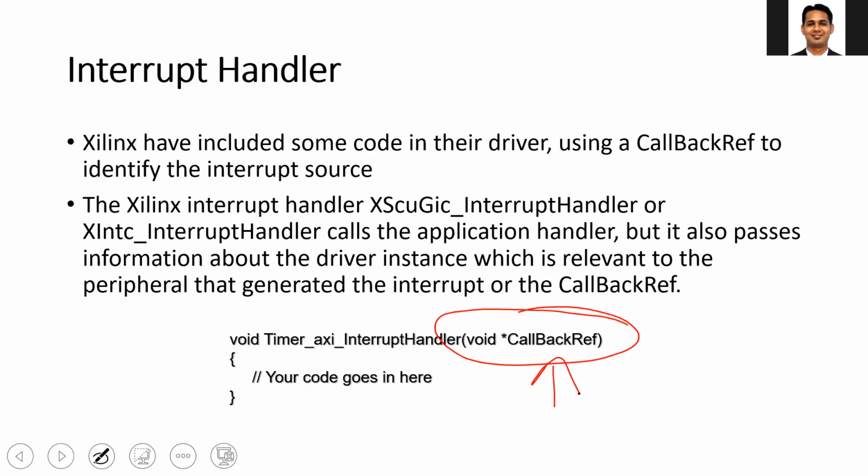The Xilinx interrupt handler, which we have used in our interrupt handling logic, calls the application handler, that is your ISR, and it also passes the information about the driver instance which is relevant to the peripheral that generated the interrupt. So the interrupt handler inside your code, which is the master interrupt handler, will call your ISR and will send this value. And this value can be used.